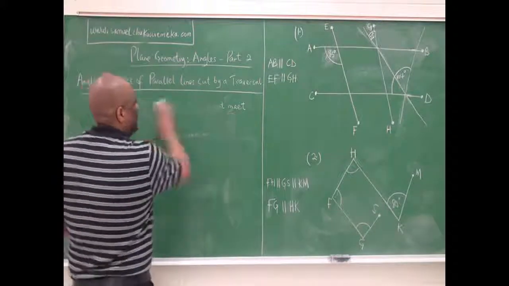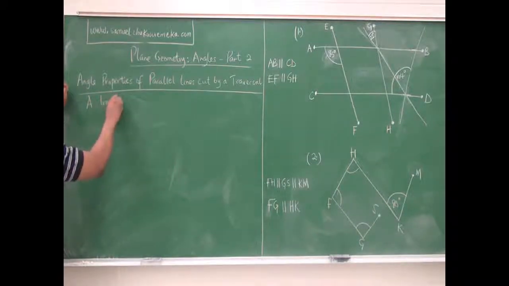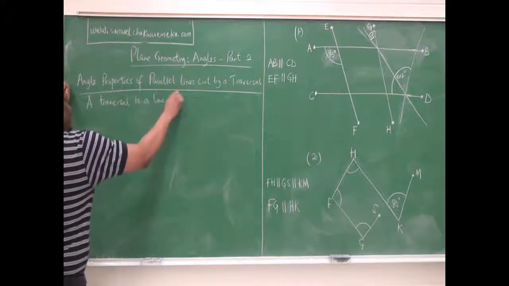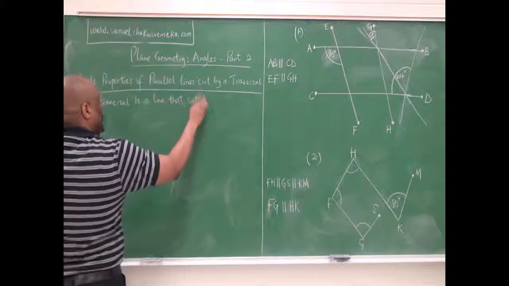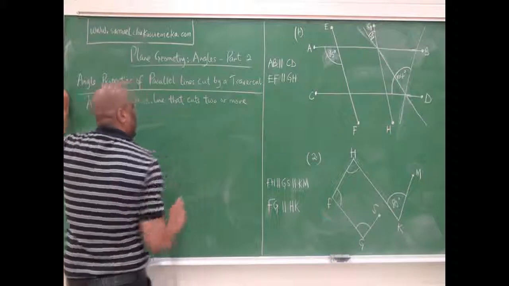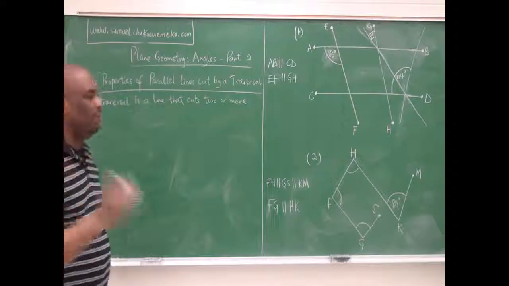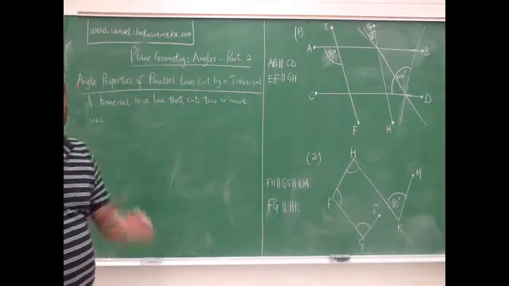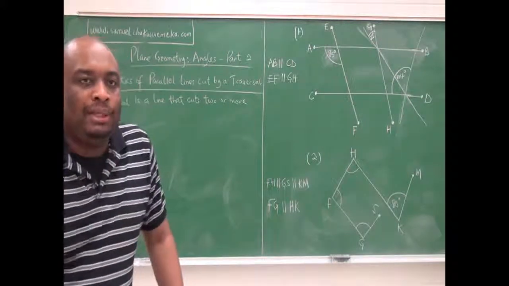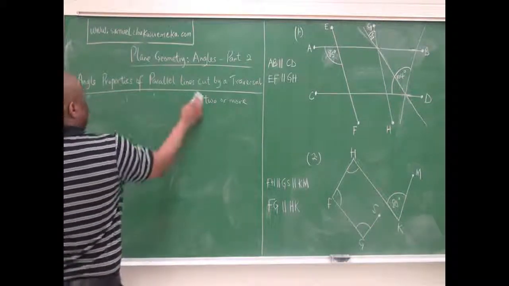Now, what is a traversal? A traversal is just a line. A traversal is a line that cuts, or meets, two or more lines. In this video, we are concerned mainly about parallel lines. Okay, now let's look at the properties of the angles that are formed.